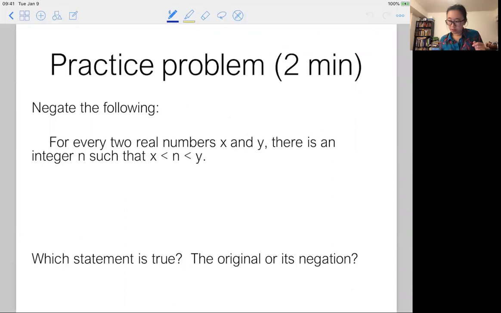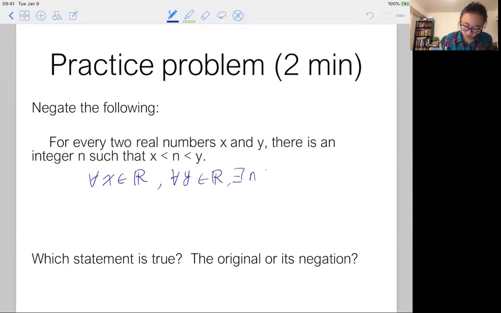The way I can write it is: for all x that is a real number, for all y that is a real number, there exists an integer n, in the set of integers, such that n is nested between those two. That is the statement. And now if I take the negation of this, I just copy it over, and for all becomes exists.